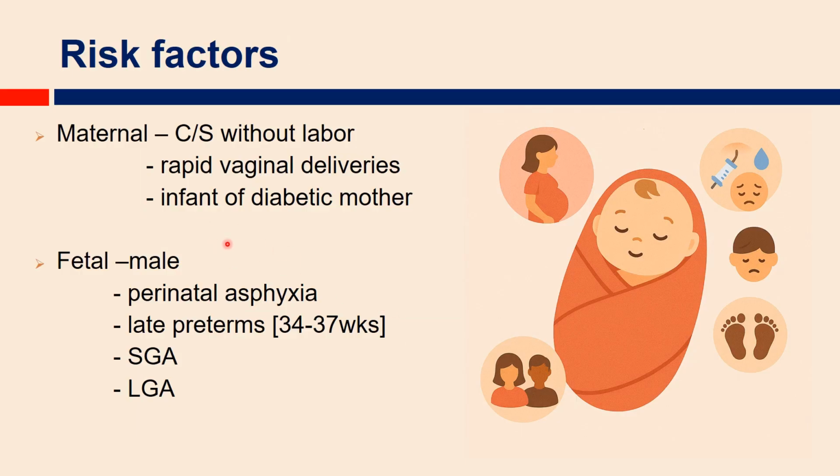Now come to the risk factors. What are the risk factors for this condition? There are maternal risk factors and fetal risk factors. Maternal risk factors are cesarean section deliveries without any labor pain, rapid vaginal deliveries, and infant of diabetic mother. In the fetal, male children are more prone to have this condition, as well as perinatal asphyxia, late preterms, that is 34 to 37 weeks of gestation, small for gestational age and large for gestational age babies are at more risk to have this condition.